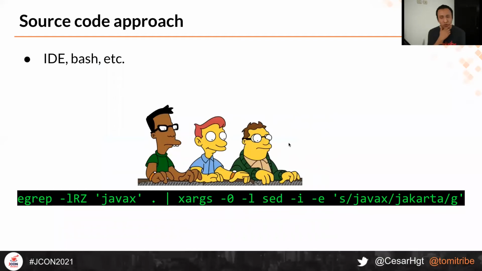Then we have the other approach, which is source code. Let's do it. Cesar has shown that migrating from Jakarta EE 8 to Jakarta EE 9 or 9.1 is just a matter of replacing packages, right? Nothing that a sed in shell can fix. But there are some things that you will need to be aware of. So let's see this approach.